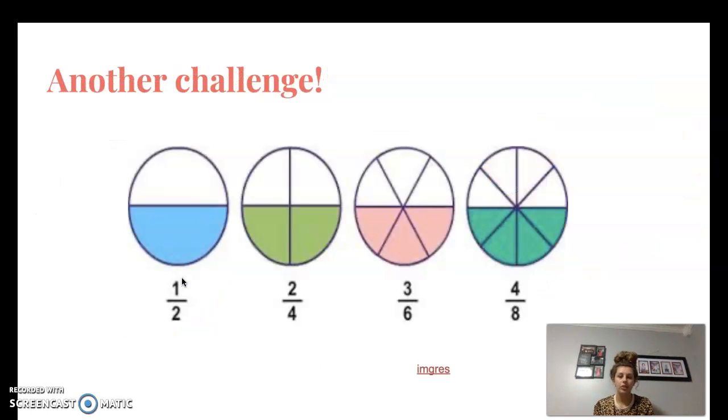Here's another challenge for you guys. Now you're comparing 4 fractions, and you need to tell me if they're equivalent or not. You have 1/2, 2/4, 3/6, and 4/8. I'll give you a couple of minutes to think about this one. Correct, these are equivalent because all of these fractions are cut in half, and they are all equal.